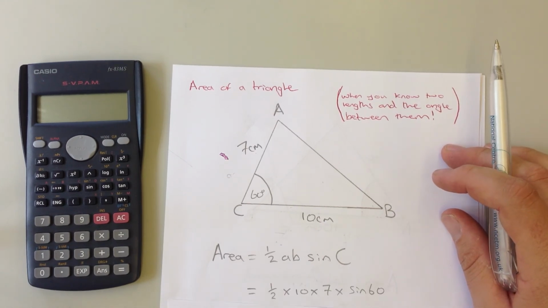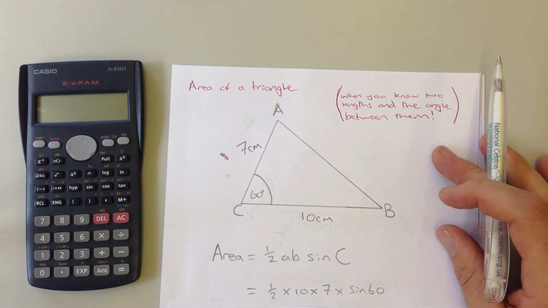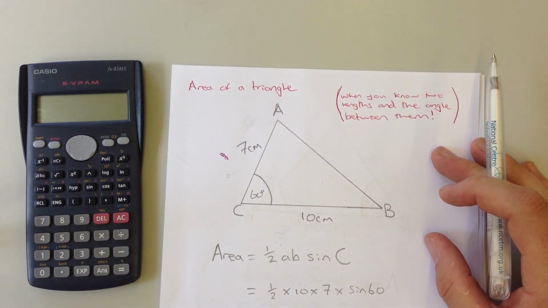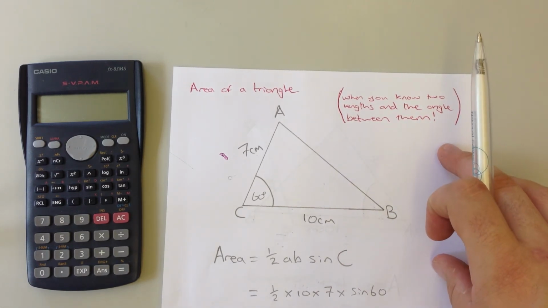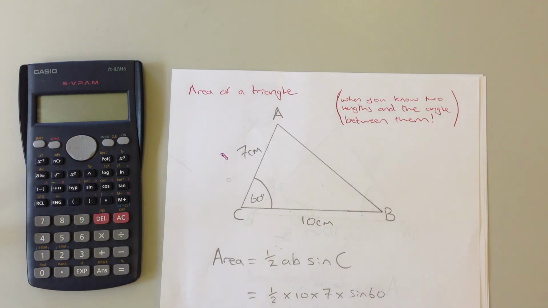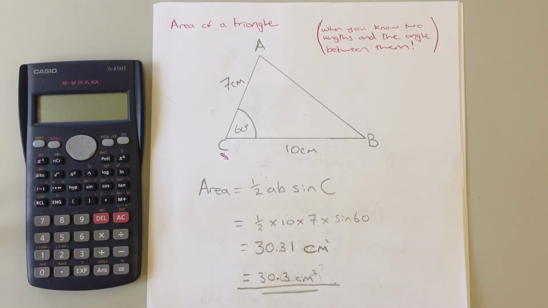Well, we know that a and b are going to be 10 and 7, so it's a half multiplied by 10 multiplied by 7 multiplied by sine of the angle between them, which is 60 degrees. Type that into your calculator, half times 10 times 7 times sine 60, 30.31 centimeters squared. Now mostly they'll ask for the answers to be given to three significant figures, or something like that. So there it is, 30.3 centimeters squared for your area.